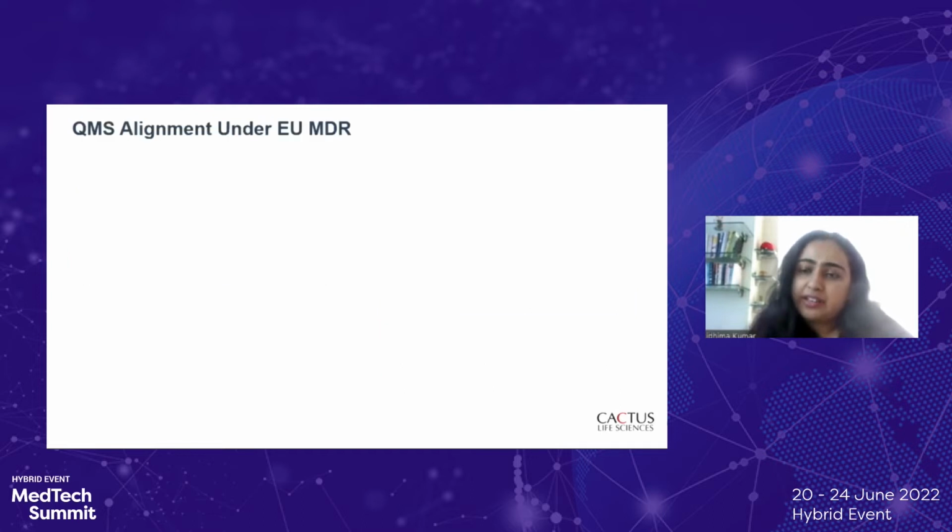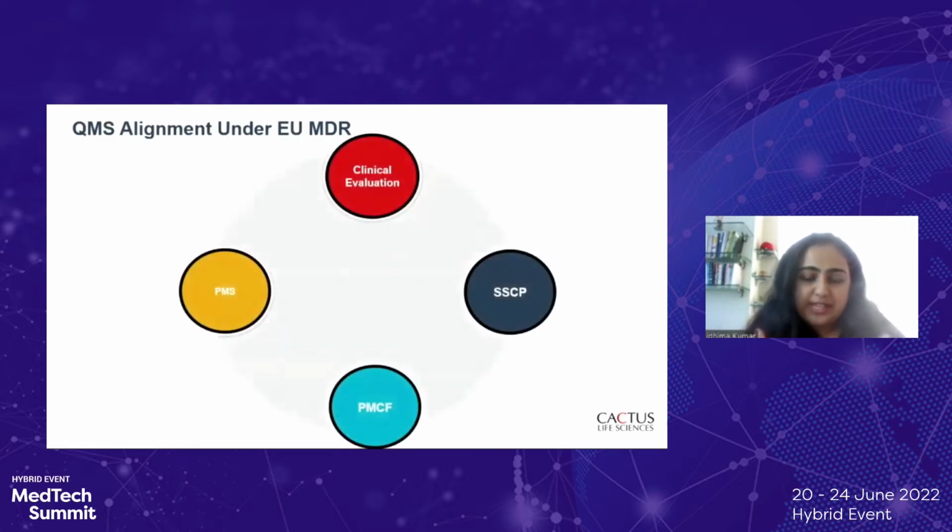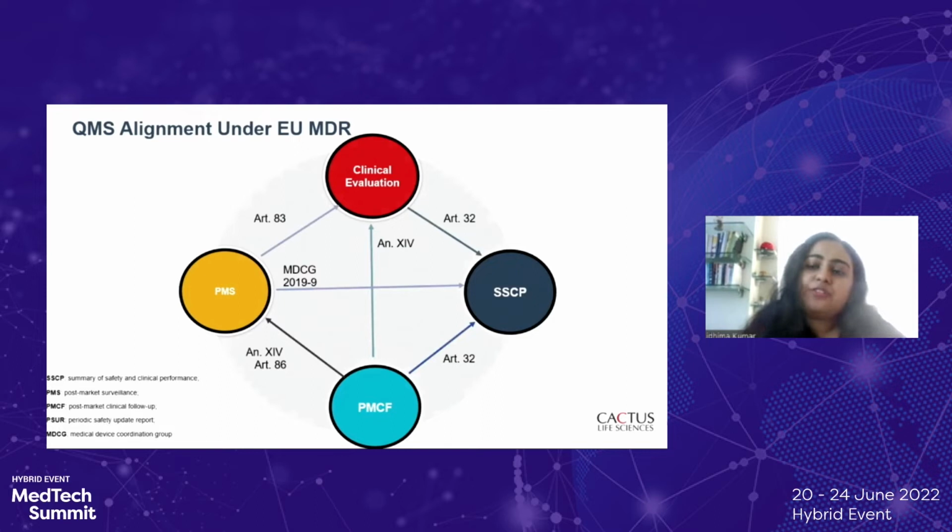But before we get into that, let's take a quick look at the same thing that I presented on my previous slide, just presented slightly differently. We could group those deliverables into these four major functions: clinical evaluation, SSCP, PMCF, and PMS. And what we want to appreciate here is how all of these are interlinked with each other.